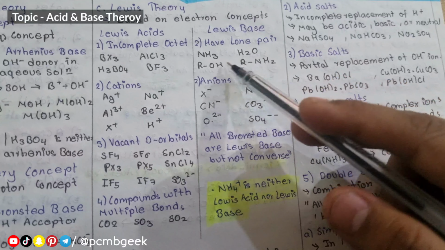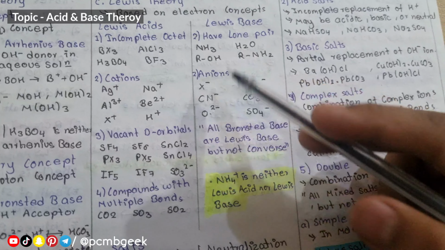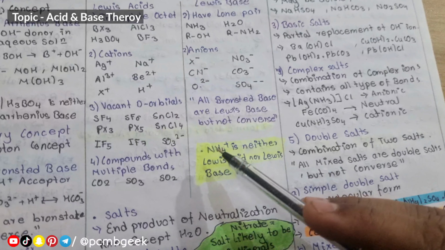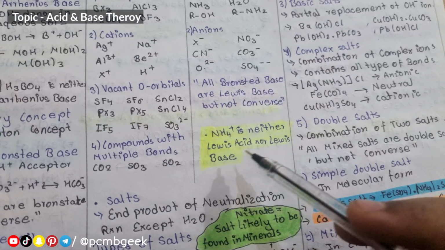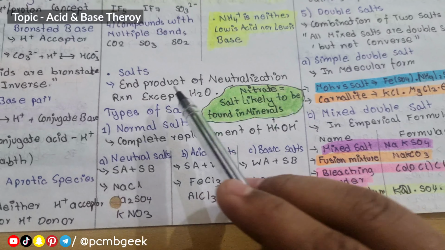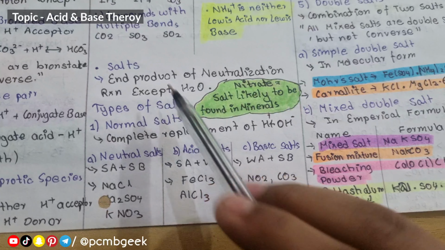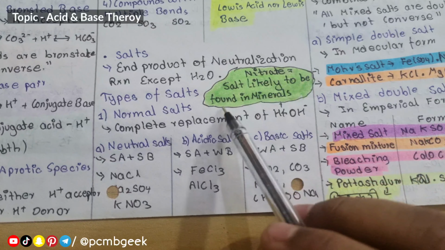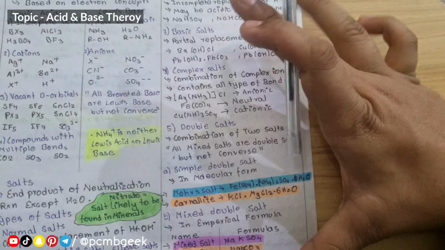Lewis bases have lone pair atoms. Anions are Lewis bases. All Bronsted bases are Lewis bases but not the converse. NH4 plus is neither Lewis acid nor Lewis base. Salts are the end product of neutralization reaction. Nitrate salt is the salt least likely to be found in any mineral. You can all memorize it by yourself.